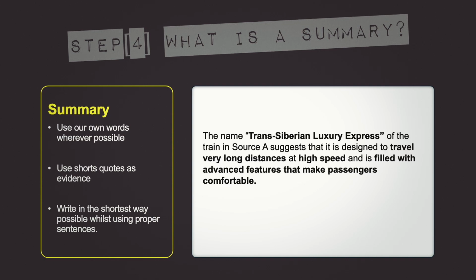The name Trans-Siberian Luxury Express of the train in source A suggests that it is designed to travel very long distances at high speed and is filled with advanced features that make passengers comfortable. I've made the key ideas bold for you to see. Pause and even skip back to the last screen to see how the ideas make it into the summary if you need to. Okay, let's quickly add some more ideas in just a few seconds.